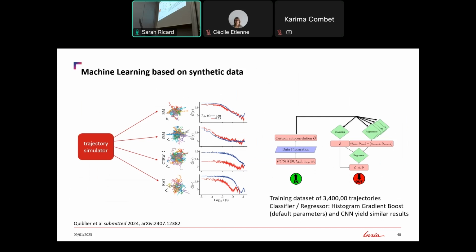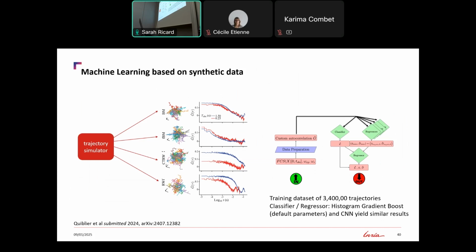And it works very nicely. We did that with my student, Nathan Kiblier. Of course, we had a big training set, more than 3 million trajectories for 4 models. And we did the classification and regression problem with the histogram gradient boosting. We just took the hist gradient boosting from Scikit-Learn without even doing hyperparameter optimization, and it worked like a charm. I will show you in a moment.